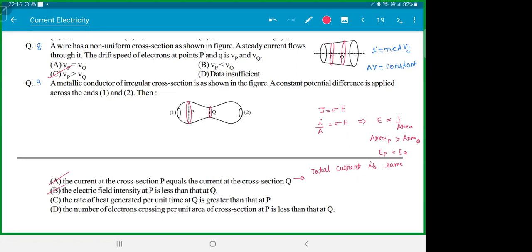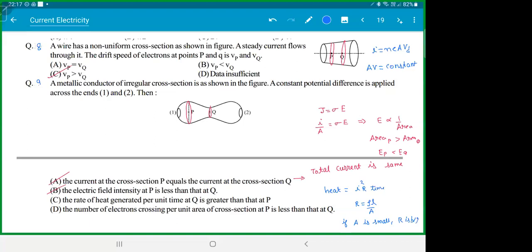The third one, the rate of heat generated. Now this is slightly different. We know the heat formula is I squared R into time. And we know resistance is equal to rho L by area. So if area is small, R is big.